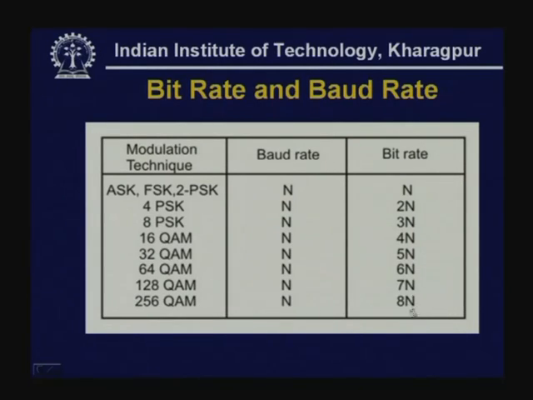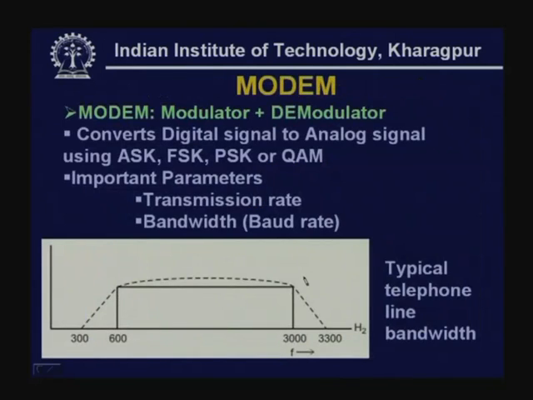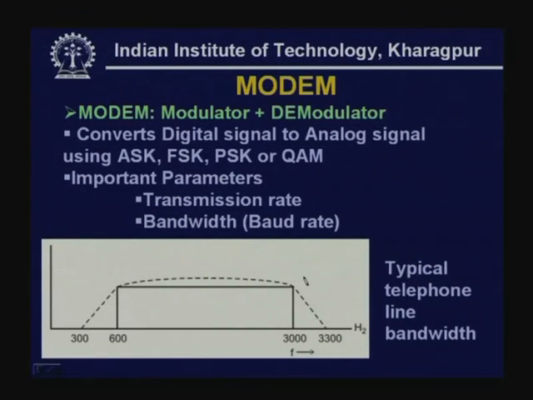So, in other words, the data rate can be 8 times that of baud rate, and this has very good application in modem. Modem stands for modulator demodulator. So, here what you are doing, it converts digital signal to analog signal using either ASK, FSK, PSK or QAM. That means modulation is done at the transmitting end, then at the receiving end by demodulation you get back the original data. So, that is what is done in modem.